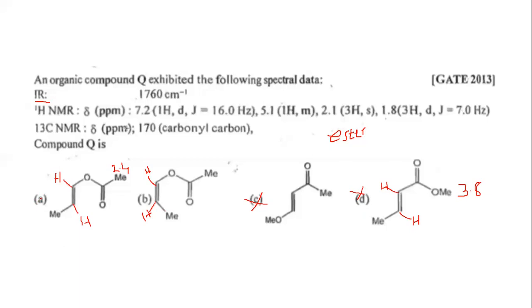In both A and B, the proton at 7.2 is 1 hydrogen which appears as a doublet, but the J value, the coupling constant, is 16 Hertz. So A and B can be differentiated based on the coupling constant. Usually the trans coupling constant will be higher than the cis. So a coupling constant or J value of 16 Hertz suggests that A is the correct option.